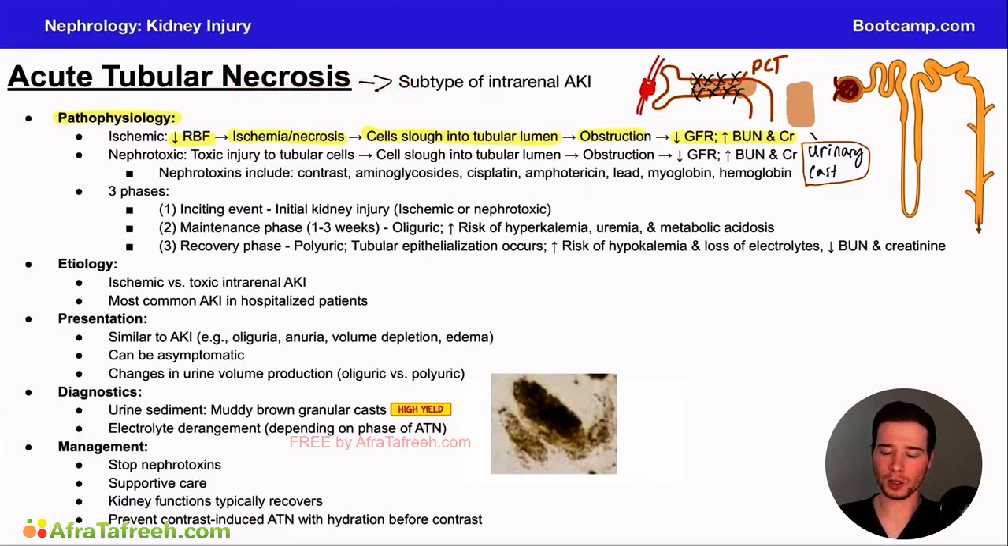Now, we can also get damage through nephrotoxic injuries. So toxic injuries to the cells can also cause the same thing: cells to slough off into the tubular lumen, creating an obstruction, decreasing GFR, and increasing BUN and creatinine. The pathophysiology is very similar, but the causes are different. Some of the primary causes that they want you to know include things like contrast agents, aminoglycosides, cisplatin, amphotericin, lead, myoglobin, and hemoglobin. There are a variety of different things that can cause toxic injury to the kidneys, but these are the ones that I see most commonly tested.